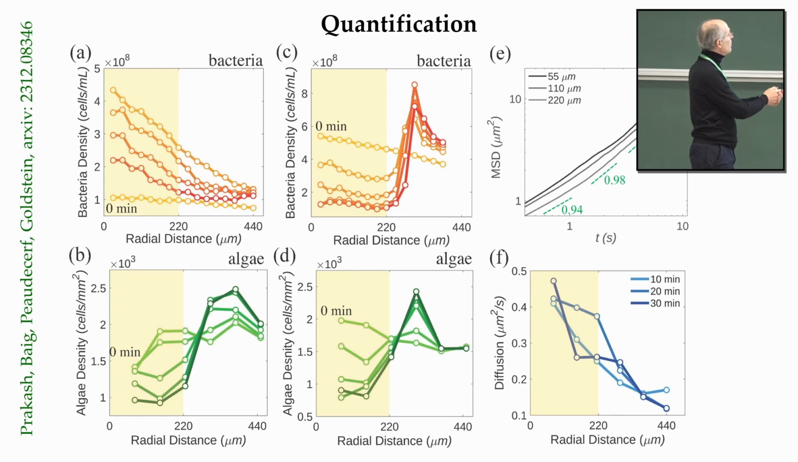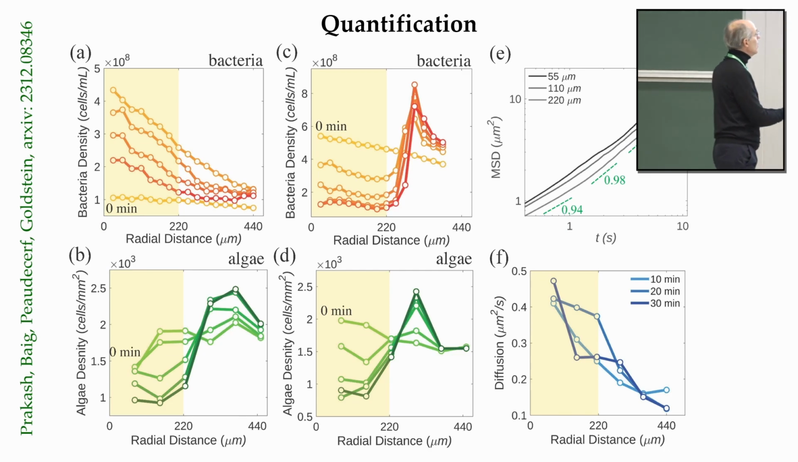And what you see is the development of a very strong concentration gradient of bacteria pointing toward the center. And over time, meaning tens of minutes, the algal density basically drops quite significantly. It doesn't completely get expelled, but drops by about a factor of 2, and they pile up on the outside. So they're thrown out.